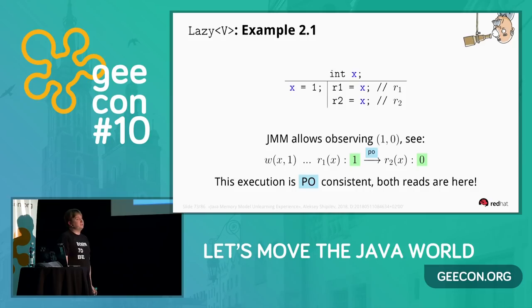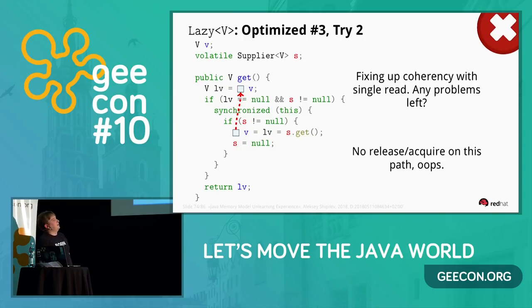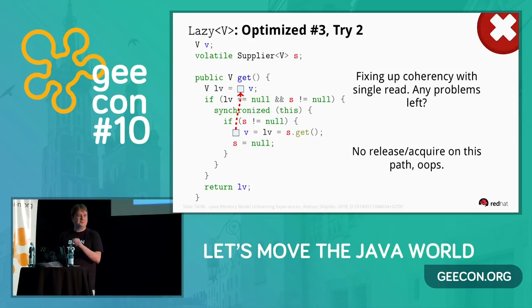Okay, how do you solve this kind of problem? You do this single read, like this. You read it once, you null check that local variable, and return that local variable. Does it still work? Now it's the second problem. The second problem is, well, we are smart, but not smart enough. No release acquire on this path. And we are basically back to square one. The contents of V are garbled at that point.